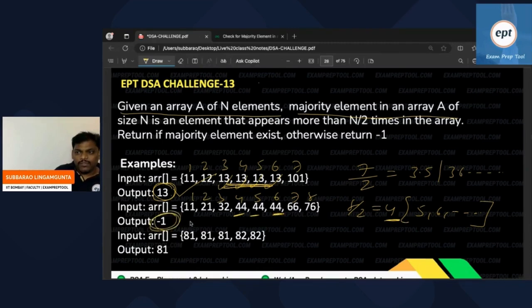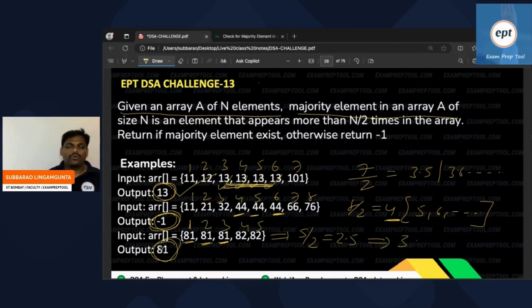In a similar way, can you see 1, 2, 3, 4, 5. In the given array, 5 people are there. 5 by 2 is 2.5. More than 2.5 may be 3. Is any person there in the given array 3 or more than 3 times? Yes, there is. So the majority element is 81. So you have to write an algorithm. If the majority element exists, you have to return him. Otherwise, return minus 1. You have to plan one algorithm for this.